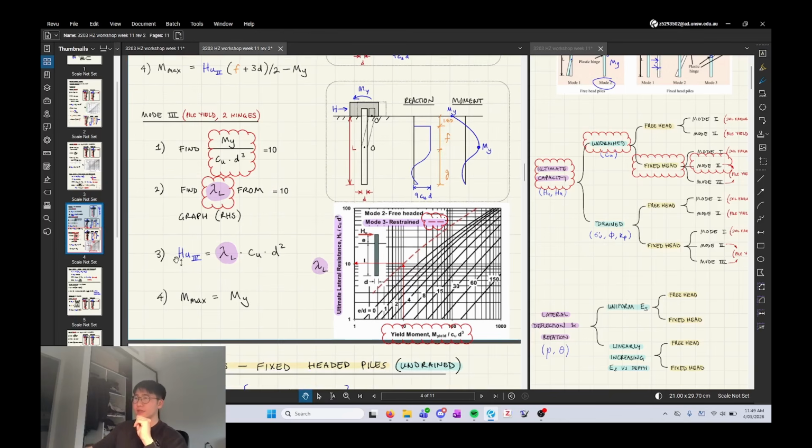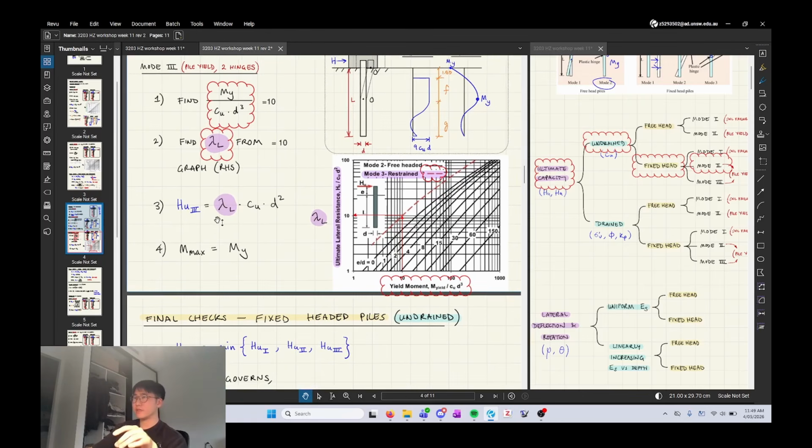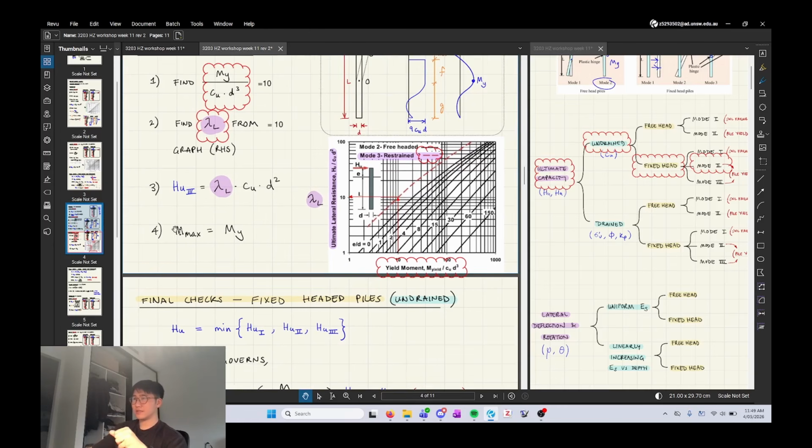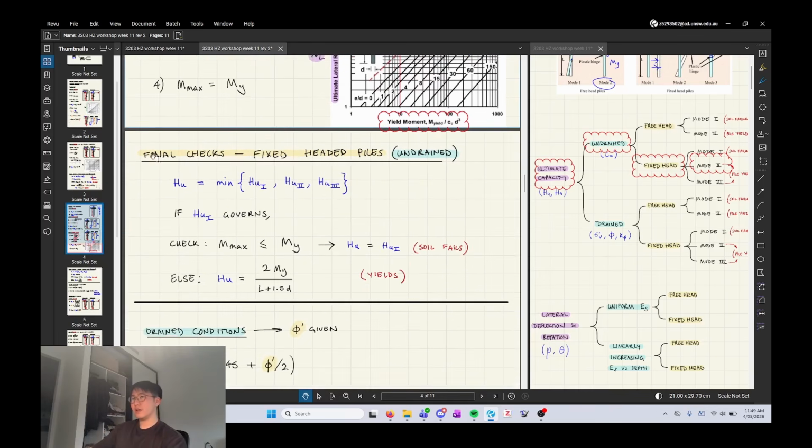All right, HU, the ultimate horizontal force for mode 3, can be given with that multiplied by these constants, right? And then you just know that the maximum moment is the yield moment, okay? All right, final checks.